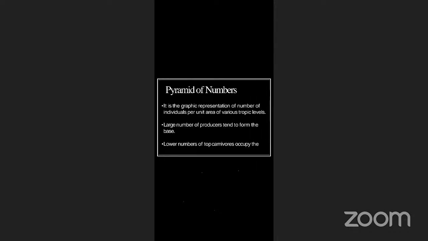Pyramids of numbers. So far we have discussed pyramids of energy. Now here it is the pyramid of numbers. It is a graphic representation of the number of individuals per unit area at various trophic levels. That means at each trophic level, how many organisms are present? Usually, producers, which are present at the base of the pyramid, are large in number. When it comes to the top, carnivores will be less in number.